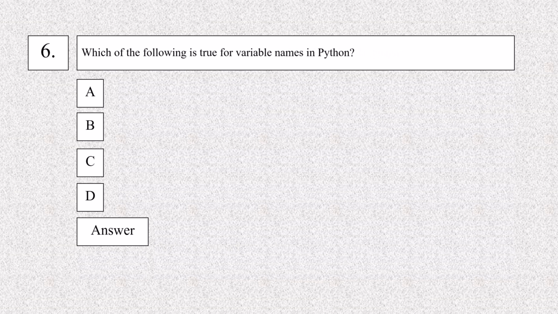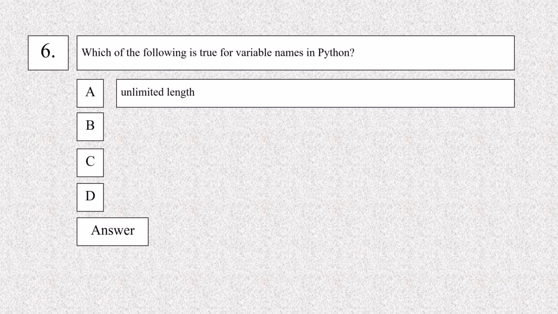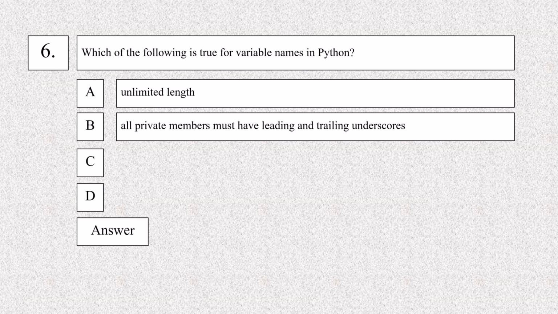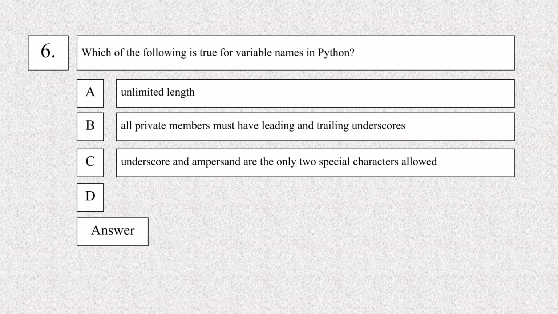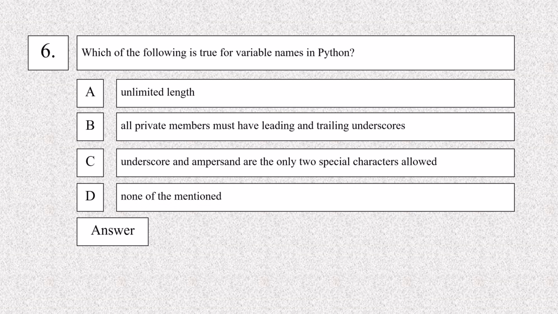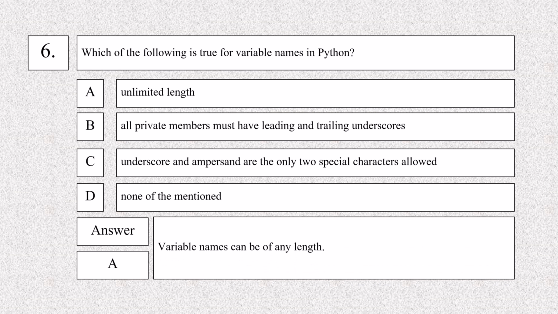Now we'll go to the next question. Which of the following is true for variable names in Python? Option A, unlimited length; option B, all private members must have leading and trailing underscores; option C, underscore and ampersand are the only two special characters allowed; option D, none of the mentioned. Here the correct answer is option A, because variable names can be of any length.